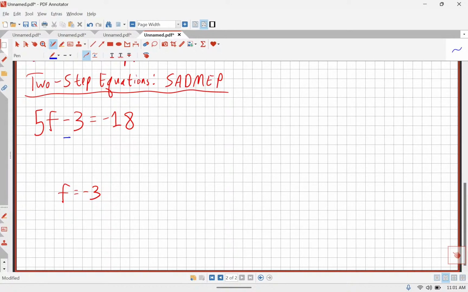Yep. So we're going to add 3 to get rid of that minus 3 because that's opposites. And then what else do I have to do? Add 3 to the negative 18.